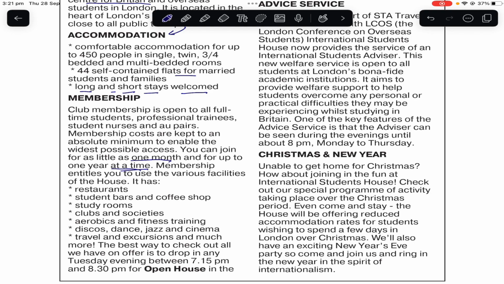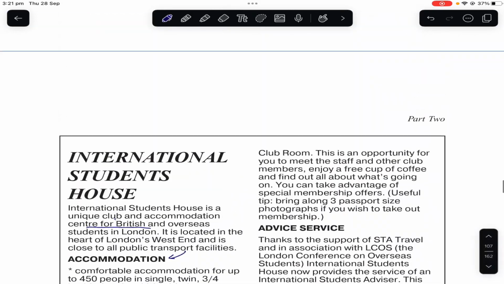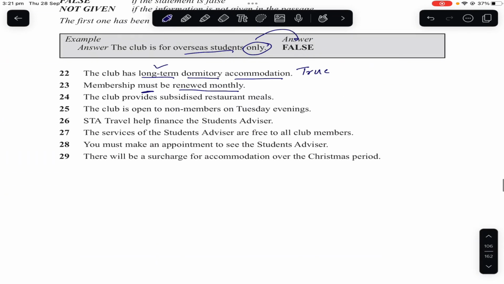Up to 1 year. What does that mean? That once you've taken 1 year membership, after 1 year, you have to renew it. This is what that sentence means. And what was my question? Membership must be renewed monthly? Absolutely wrong. If you have to renew it, it has to be renewed annually, because you can have up to 1 year anyway. So must be renewed monthly is wrong.